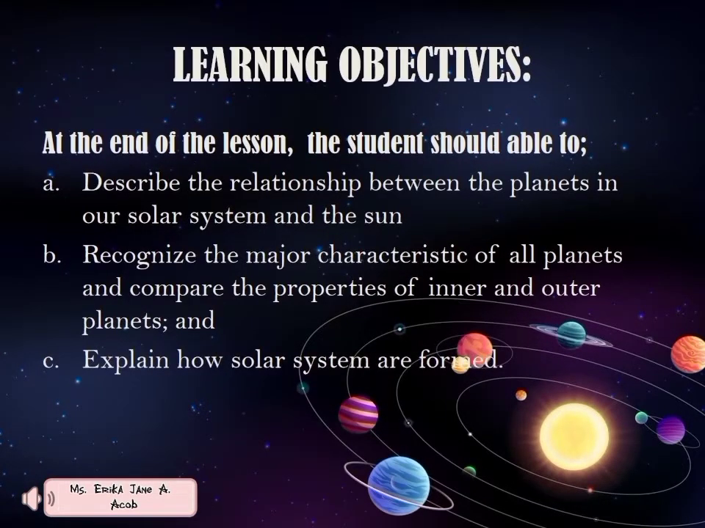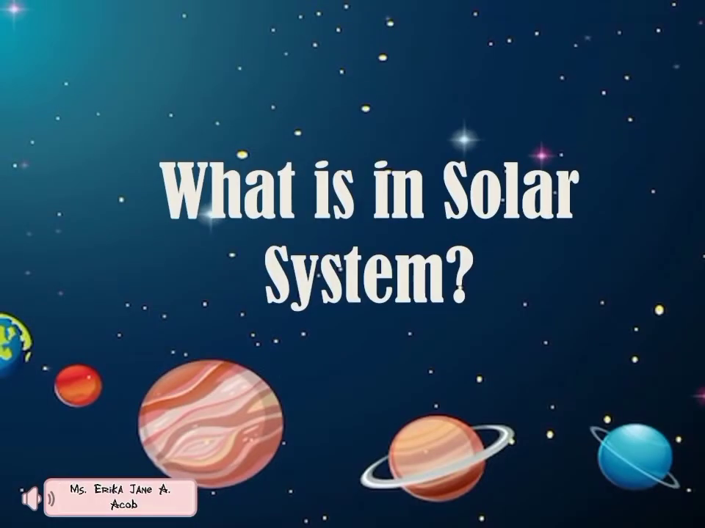At the end of the lesson, the student should be able to describe the relationship between the planets in our solar system and the sun. Second, recognize the major characteristics of all planets and compare the properties of inner and outer planets. And lastly, explain how solar systems are formed. So what is in our solar system nga ba?